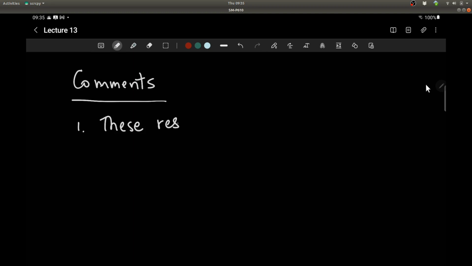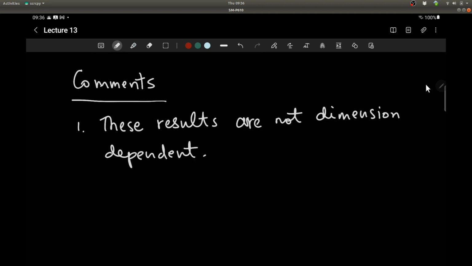Now comes the most important comments. The first comment is that these results are not dimension dependent, right? Okay, this is wrong. Not entirely correct, it's not fully wrong.